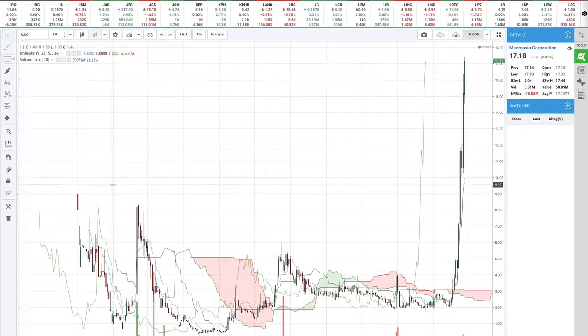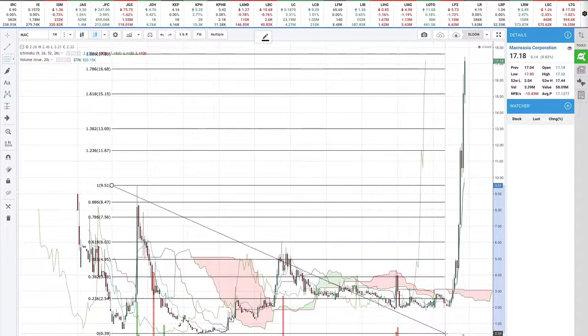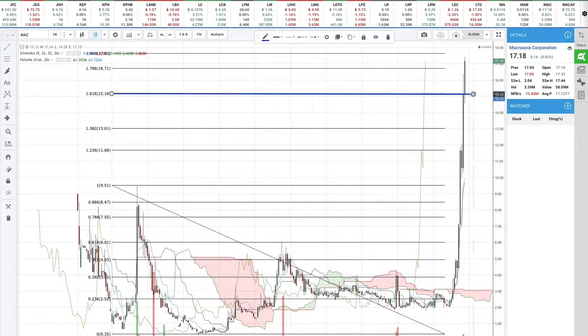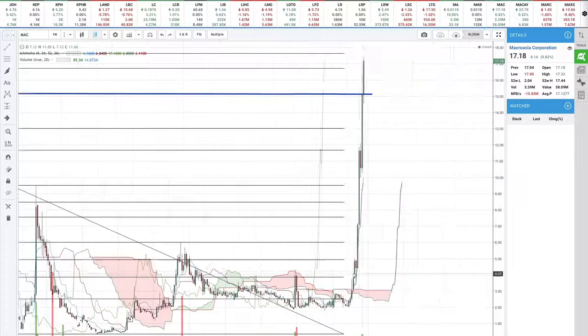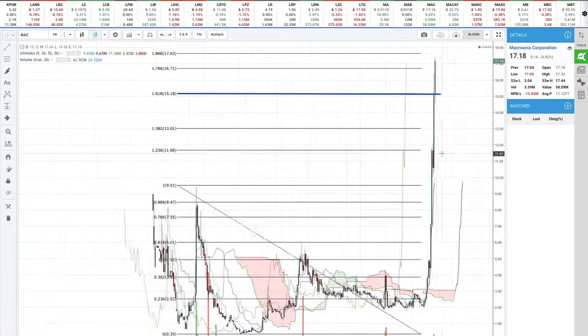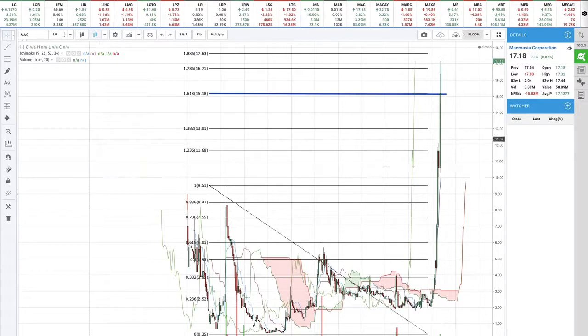Itong si MAC, since new highs yan, we'll use extensions this time. Ito, lumampas na siya sa extension na to. But makikita nyo sa Ichimoku, wala na siyang resistance din kasi it's just trending above a green Kumo. Pero wala na siyang resistance sa taas because it's been making new highs. So, just keep holding this until it breaks below.